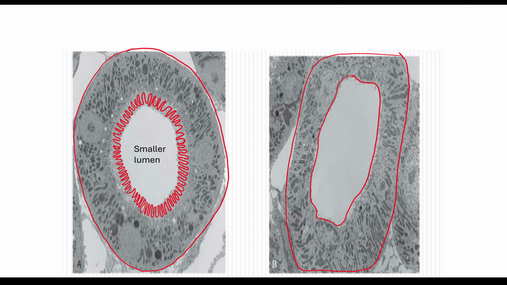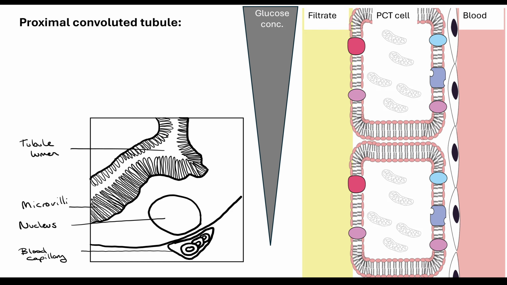So this is something that they may ask you to identify, which one of the pictures is showing the proximal convoluted tubule compared to the distal convoluted tubule. So your key identifying feature is: look for the lumen, and does it have a darker shaded brush part? If it does, then that is your proximal convoluted tubule. So let's have a look at what happens in this proximal convoluted tubule. The first thing to know is this is the site of selective reabsorption.